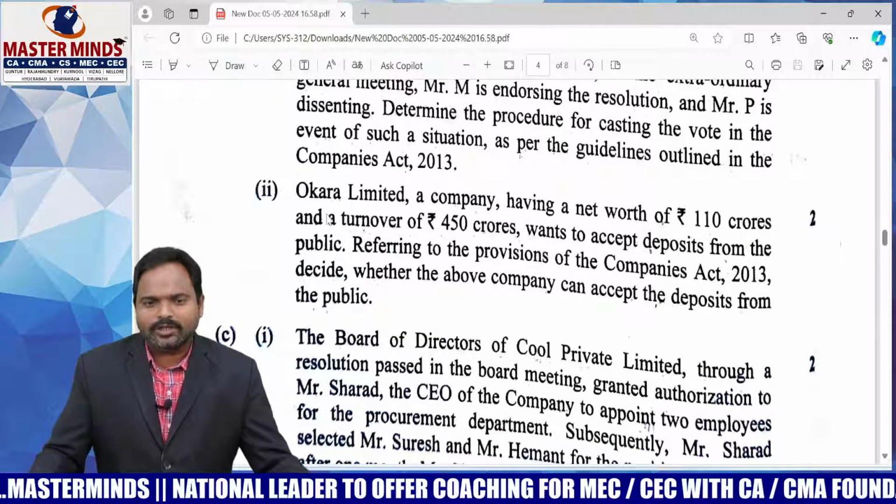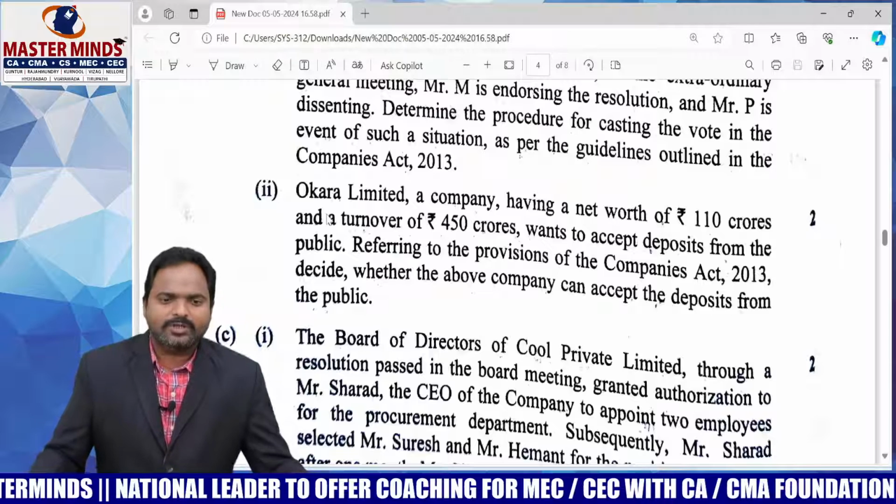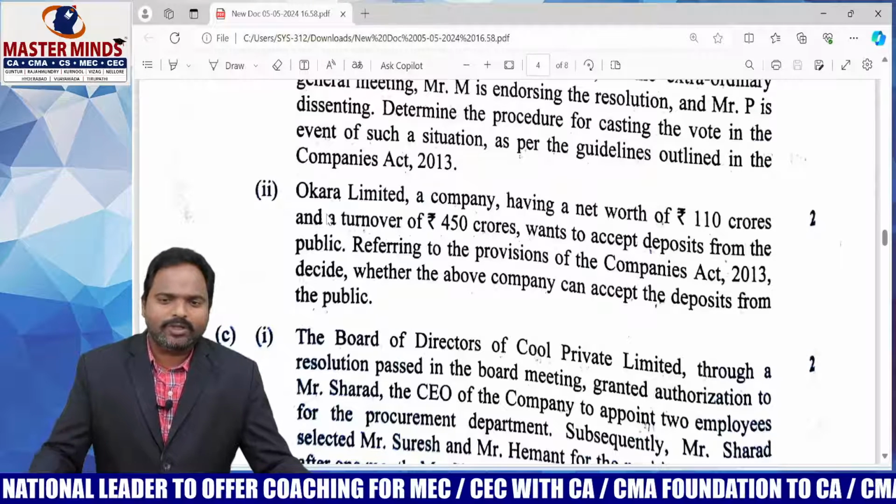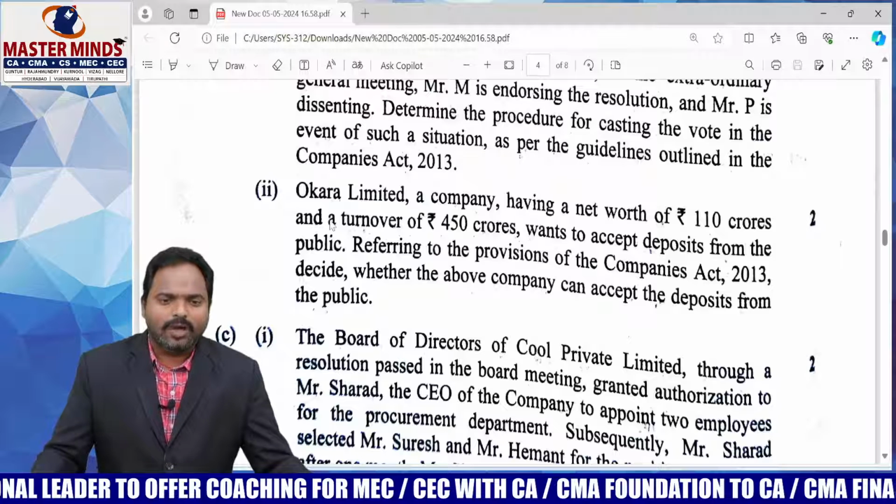Question number 10 is there in the general meetings chapter, the essentials of a general meeting. It is only 2 to 3 lines, and from that they ask for 3 marks. You have to observe that and write it.